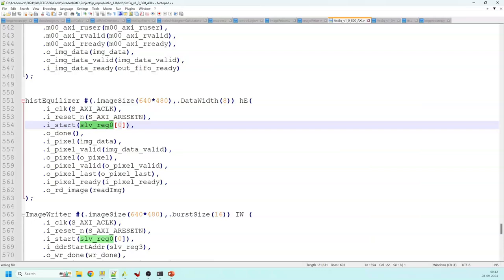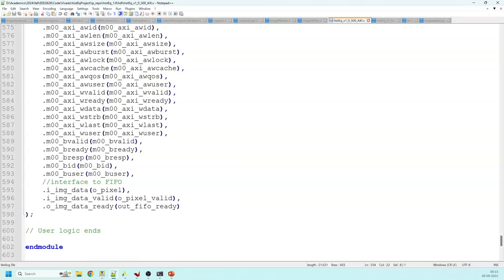For example, this is the start signal, which is going to our control logic. That start signal is connected to slave reg 0. So I'm using slave reg 0 as my control register. Bit 0 of slave reg 0 will basically tell the IP to start the operation. So that is what is connected here.